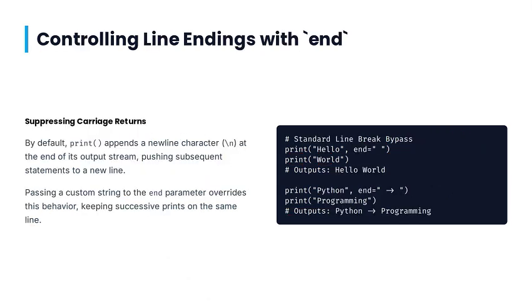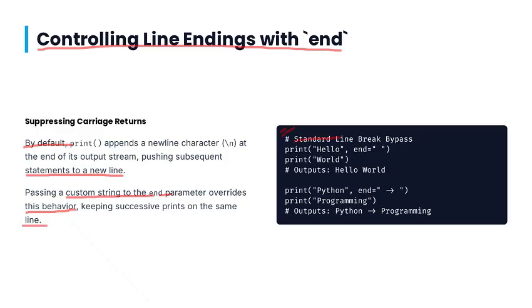Controlling line endings with end. By default, print appends a newline character at the end of the output stream, pushing subsequent statements to a new line. Passing a custom string to the end parameter overrides this behavior, keeping successive prints on the same line.